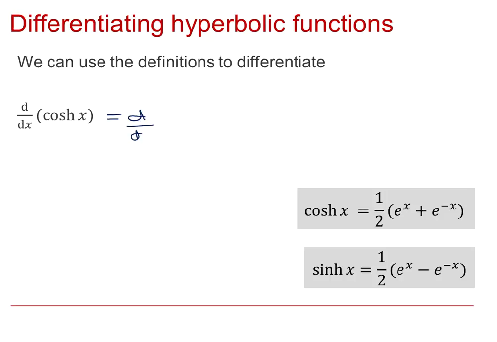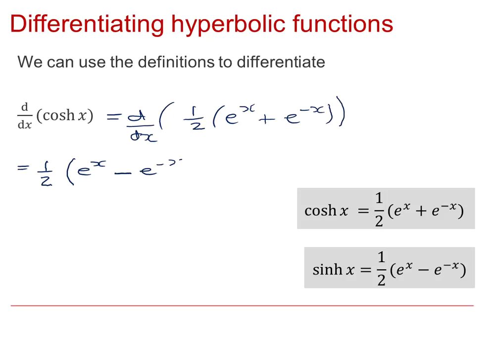We can use the definitions below to differentiate cosh x. So that would be the same as differentiating half of e to the x plus e to the minus x, which will equal a half. Differentiating e to the x just gives us e to the x, and then e to the minus x differentiated will be minus e to the minus x. And we could see that this is actually sinh x.